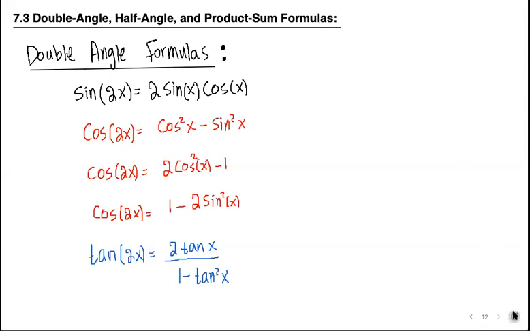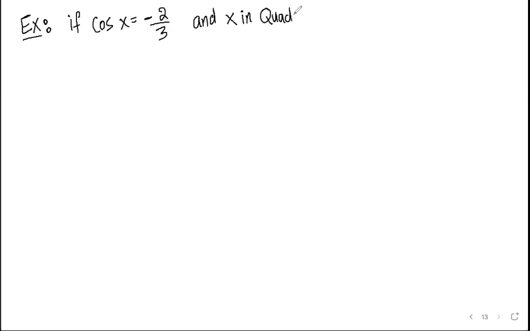Okay, so example 1. If cosine of x is equal to minus 2 over 3 and this x is in the second quadrant, (not 3, it's 2) the second quadrant.